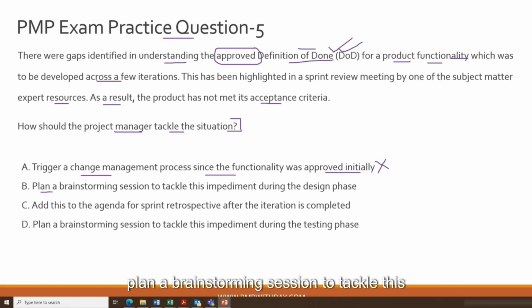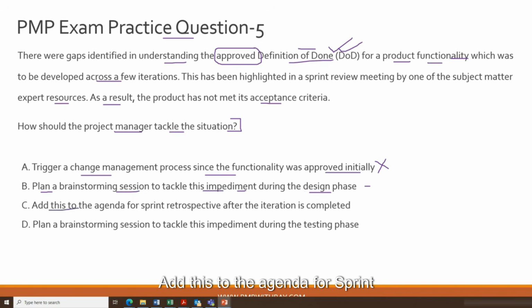Next, plan a brainstorming session to tackle this impediment during the design phase. Now that's also a sensible option. I can hold this for now because essentially it's talking about problem solving. You have an impediment and you are trying to tackle it in the design phase, which is fairly early in a project. Okay, let's look at option C.